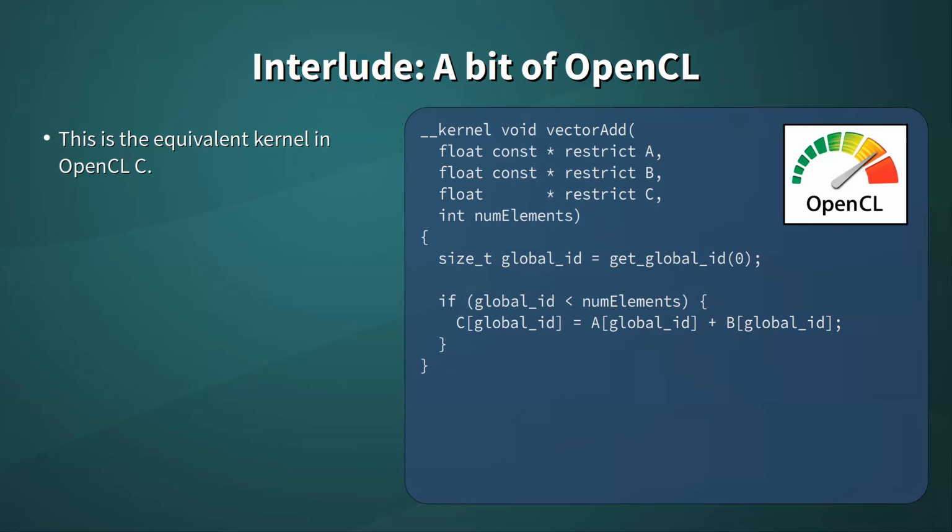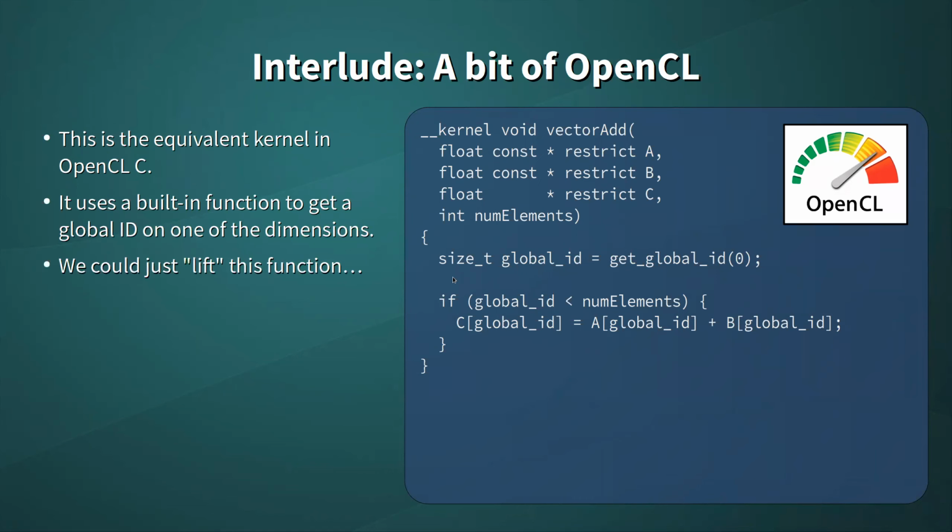It looks slightly different. You may see the fact that it says kernel and not global. But something interesting is that OpenCL does have some built-ins for getting the global ID of the thread. And the reason it has 0 here is because you give it the dimension as an index. So the 0th dimension, or the x dimension in CUDA, you get the global ID, and here's the value that it provides. I could just have lifted this function, but I actually don't like the magic number of the 0.